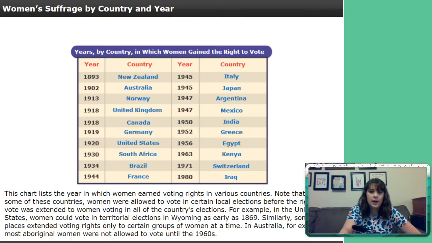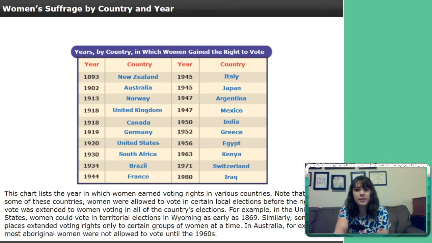This is women's suffrage, which is women's right to vote based off of different countries. So it says at the bottom, this chart lists the year in which some women earned voting rights in various countries. Note that in some of these countries, women were allowed to vote in certain local elections before the right to vote was extended to women voting in all of the country's elections. For example, in the United States, women could vote in territorial elections in Wyoming as early as 1869. And then Utah actually comes right after them. But kind of interesting.